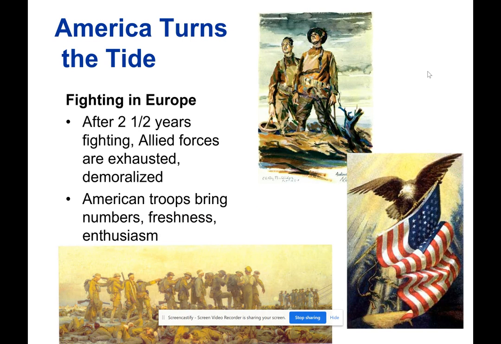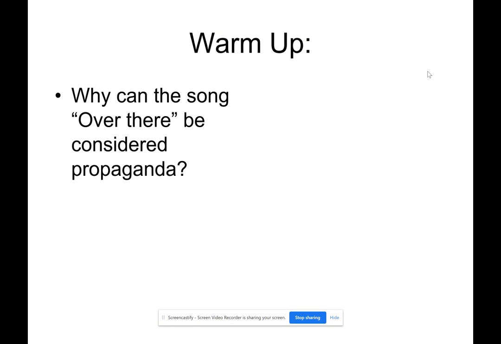So, let's see. After 2.5 years of fighting, Allied forces are exhausted. They're demoralized. At this point, America enters the war, and they bring numbers, freshness, and enthusiasm, which kind of rallies the spirit of the war effort.